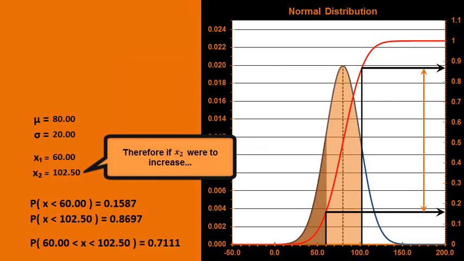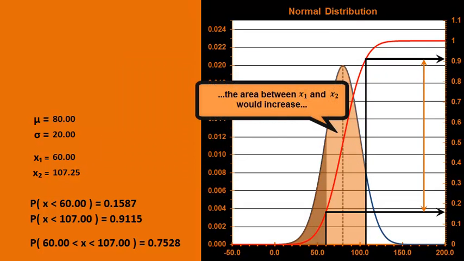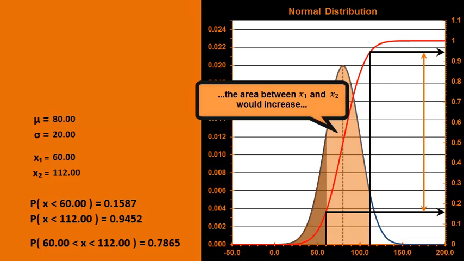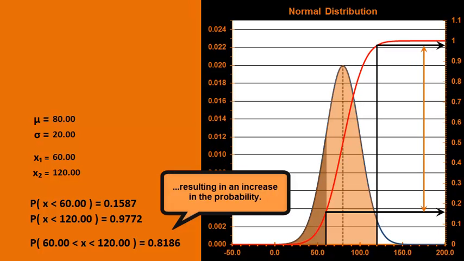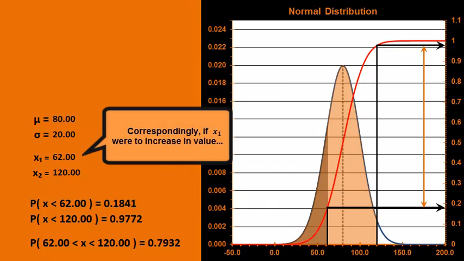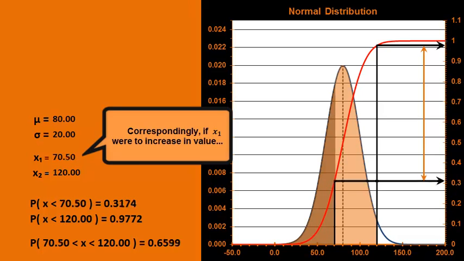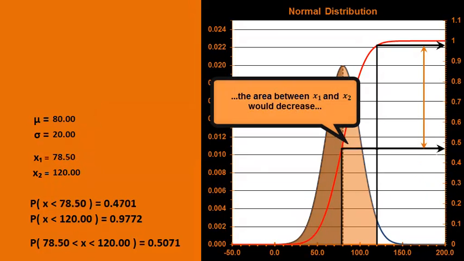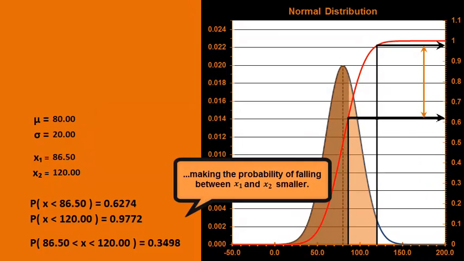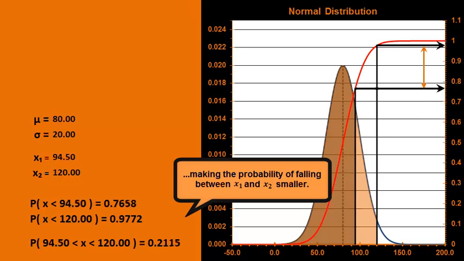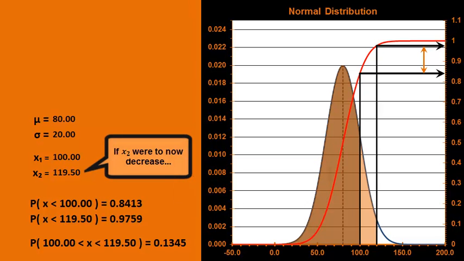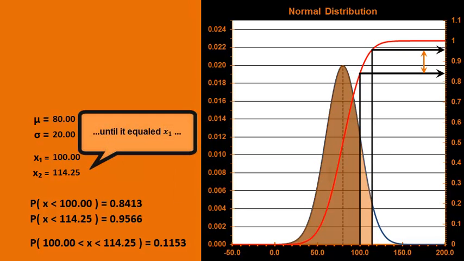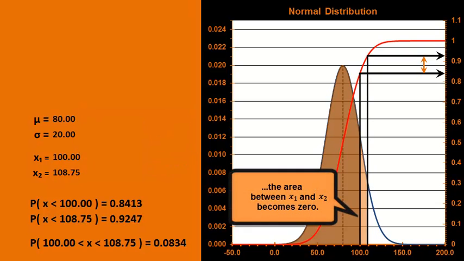Therefore, if x2 were to increase, the area between x1 and x2 would increase, resulting in an increase in the probability. Correspondingly, if x1 were to increase in value, the area between x1 and x2 would decrease, making the probability of falling between x1 and x2 smaller. If x2 were to now decrease until it equaled x1, the area between x1 and x2 becomes 0.